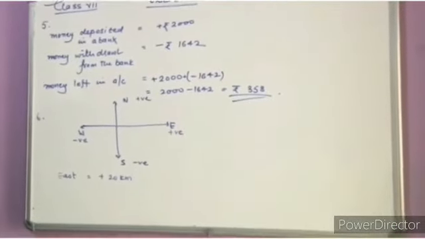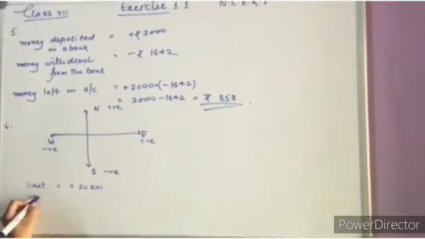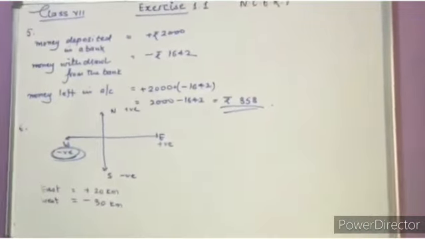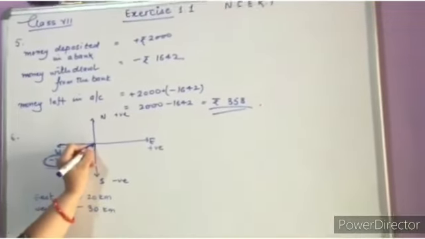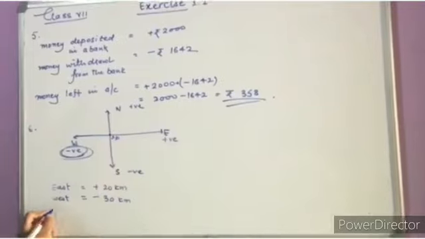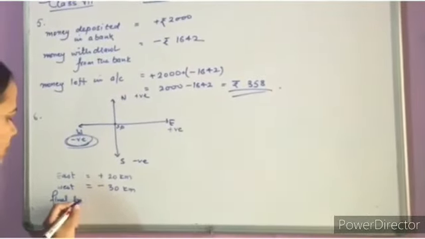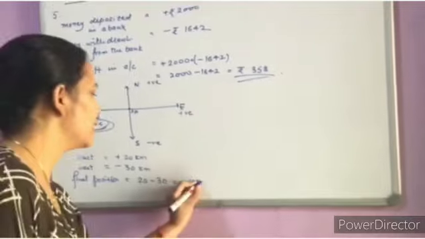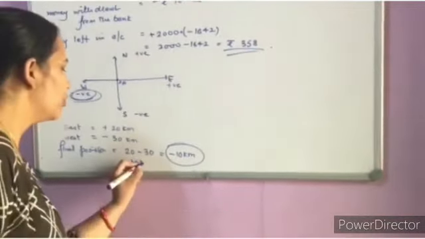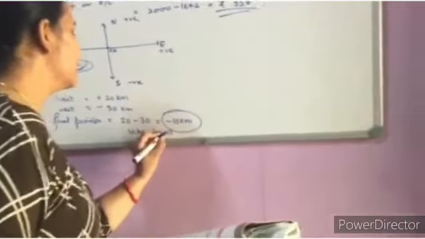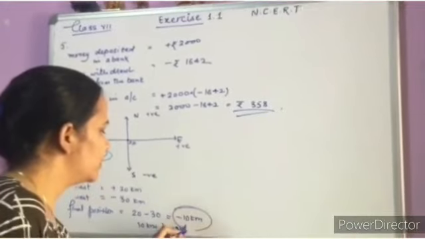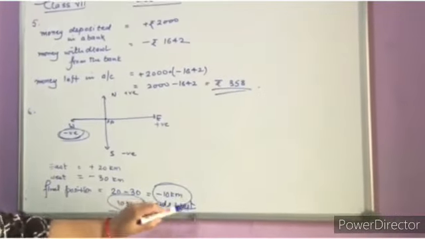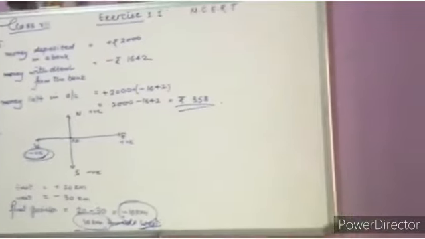Then from there, she has moved 30 km toward west. If she is moving towards west, which sign do I have to take? Students, I have to take the minus sign. We want to know her final position from the initial point. Her final position is 20 km minus 30, that means she is minus 10 km, or we can write she is 10 km towards west. That means she is in the west direction, at a distance of 10 km. Why have we taken west? By seeing this sign.